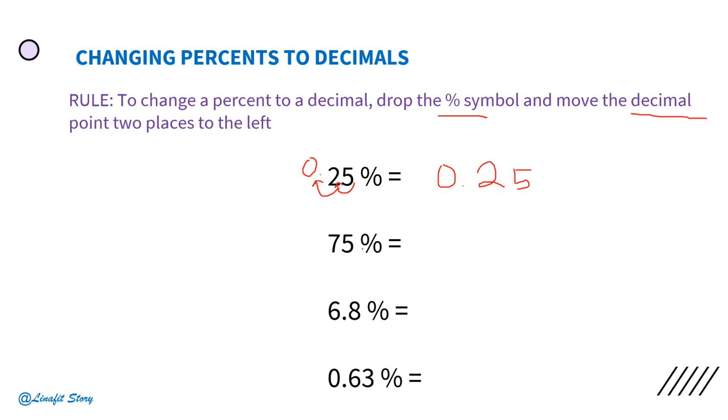75%: 2 places to the left, 1, 2. So the answer equals 0.75. Next, 6.8%. Move the decimal point 2 places to the left: 1, 2. So the answer equals 0.068.